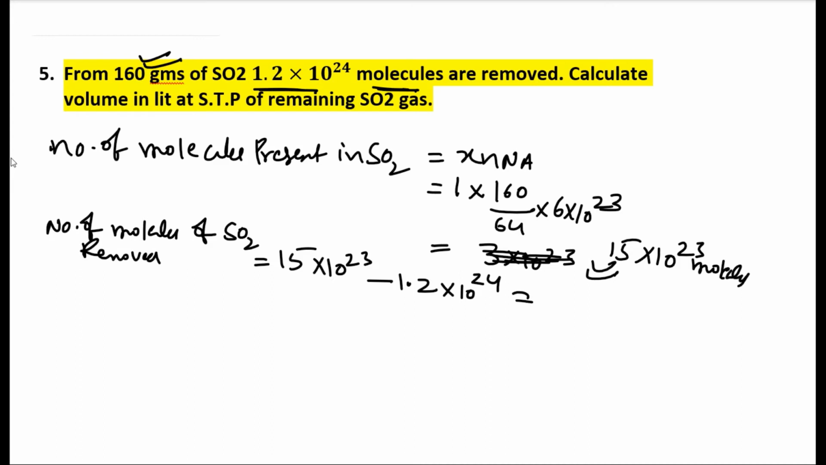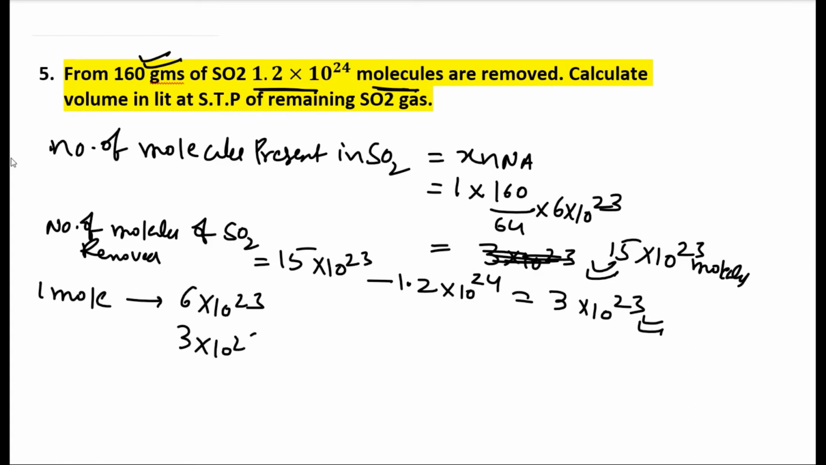Okay. So after this, you just listen. These many molecules are remaining. Find out the number of moles. 1 mole means how many molecules? 6 into 10 power 23. So 3 into 10 power 23 molecules, how many moles? As usual, find out the number of moles. So from this, 3 into 10 power 23 by 6 into 10 power 23. After calculation, you are going to get 0.5 moles.